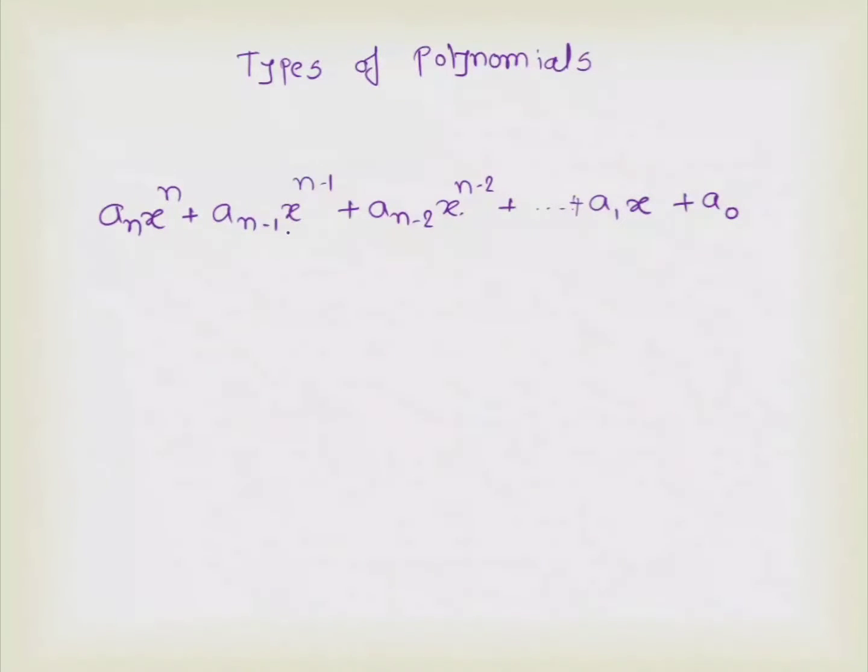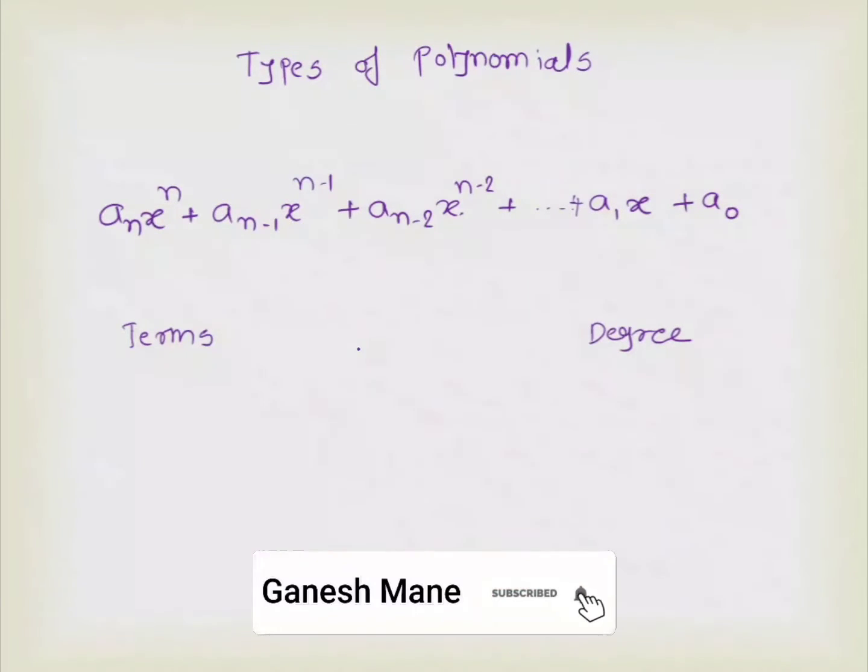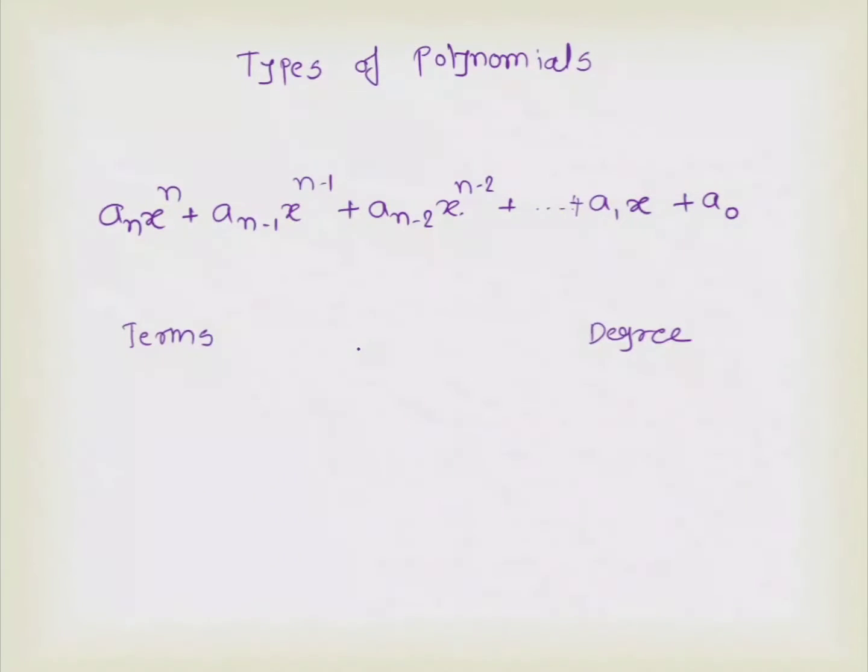We can categorize these polynomials on the basis of two criteria. The first criteria is how many terms are there in the given polynomial, and what is the degree of the given polynomial. So on these two bases we can classify the polynomials into three categories each. So let's try to understand those types of polynomials.